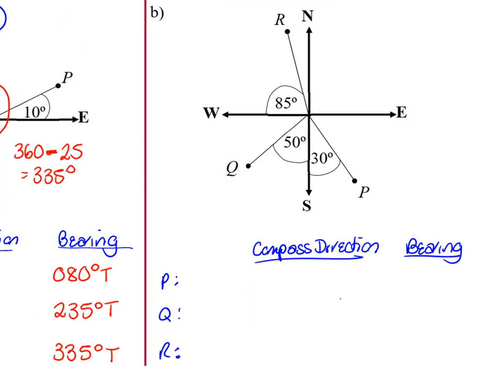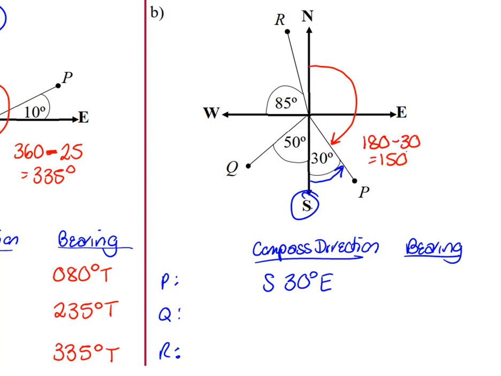Okay, let's start at P. Compass directions closest to south. So I start at south and I have to go 30 degrees towards east. It's a nice straightforward one. For my bearing, I need to start at north and go down to P. So easiest option there would be to go 180 minus 30, which is 150 degrees.